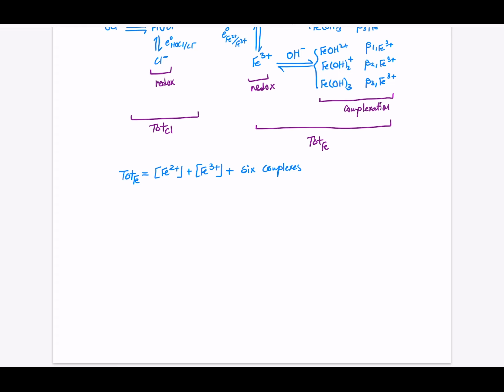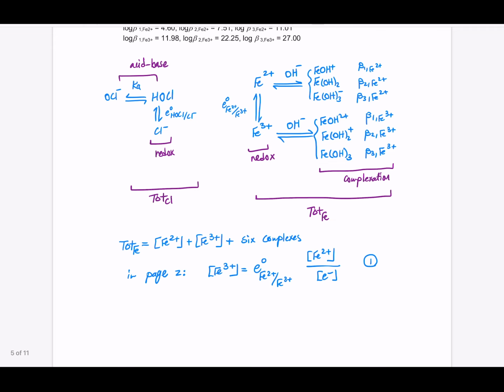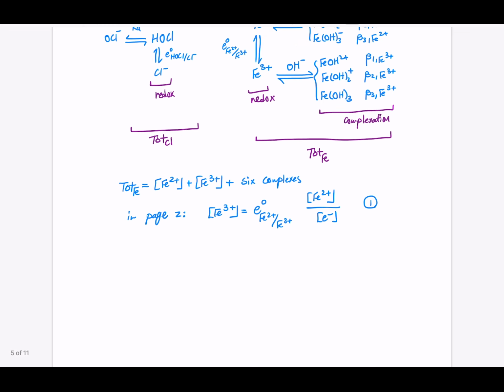So in page 2, we show how to go from Fe2 plus to Fe3 plus. So Fe3 plus is basically E0 of Fe2 plus Fe3 plus times Fe2 plus divided by the activity of electron. So this would be the first relationship. So the next part would be looking at Fe2 plus complexes. We know how to do it based on chapter 3.